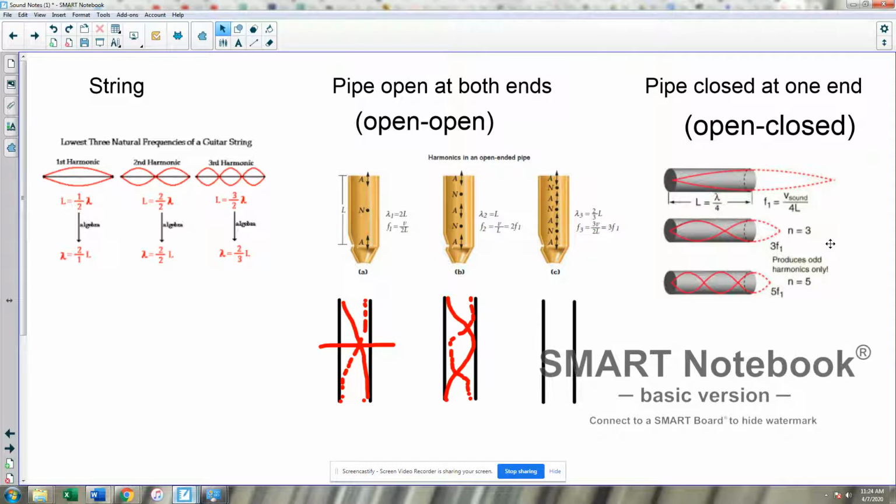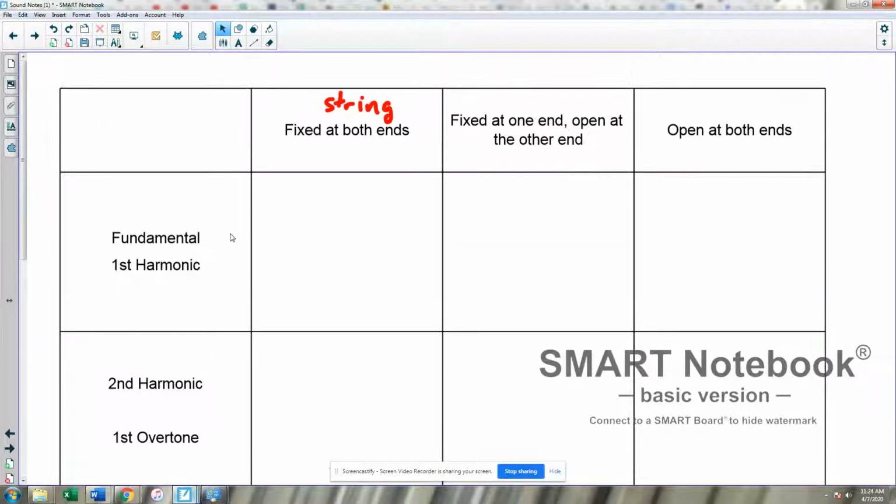So the rule is you can only have odd harmonics for a pipe closed at one end. I'm sorry, the pipe closed at both ends would just be a can. So the rule is they have to be odd numbers. So we kind of look through and sketch them.